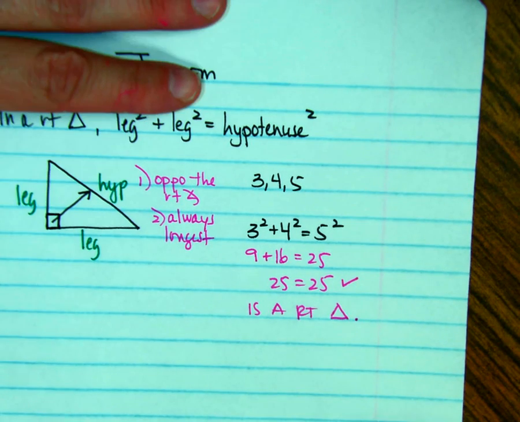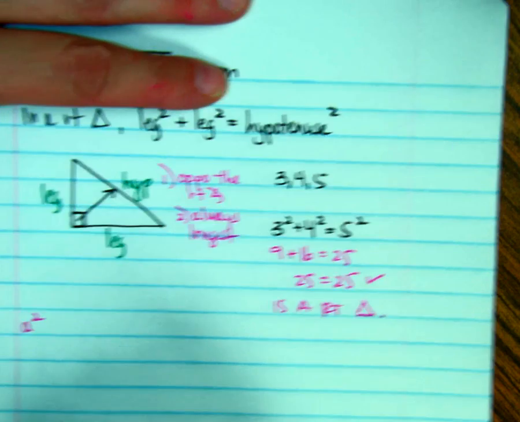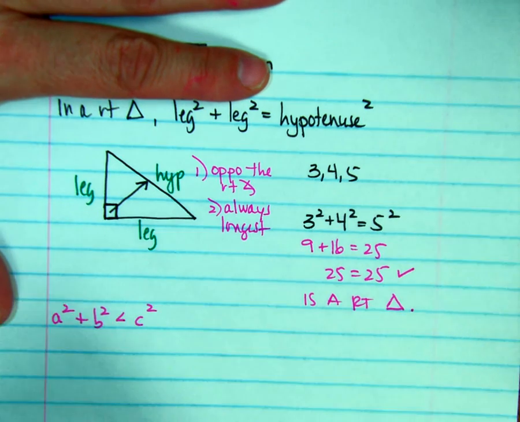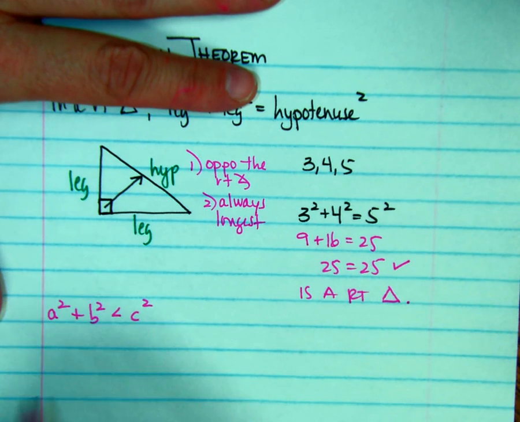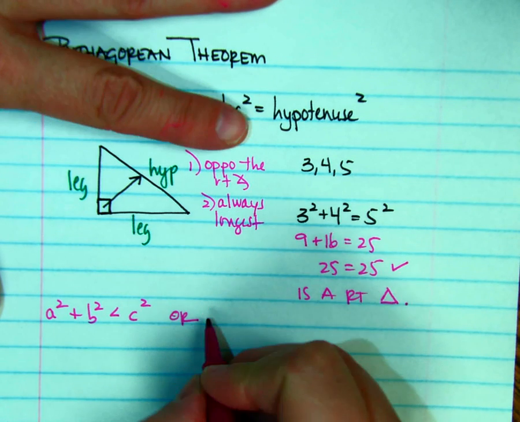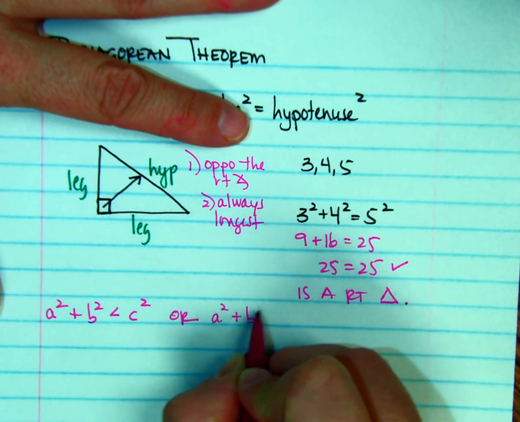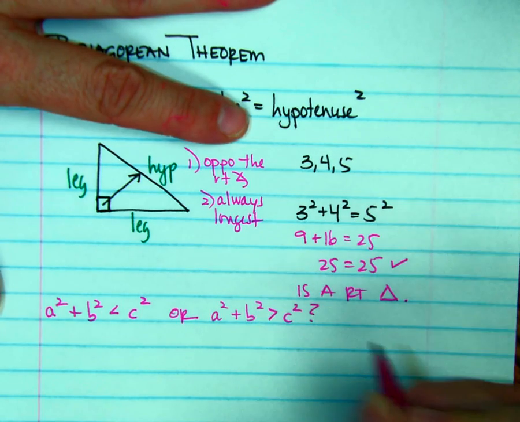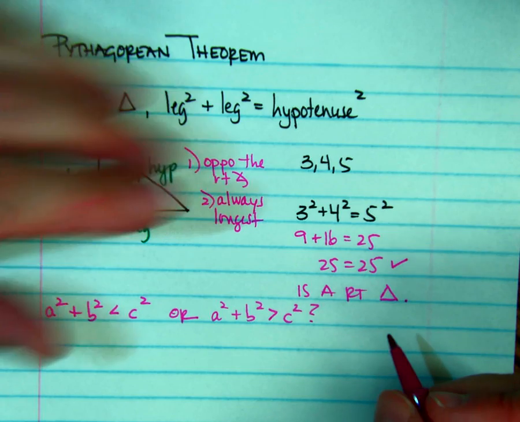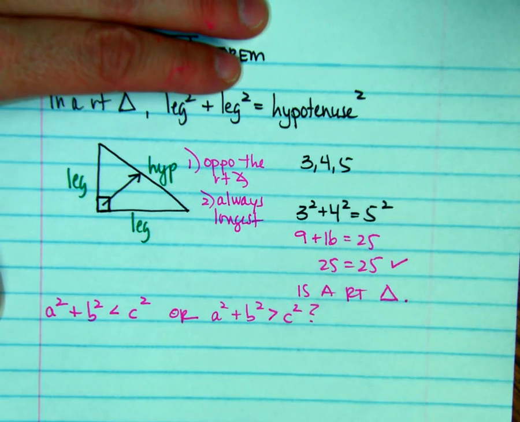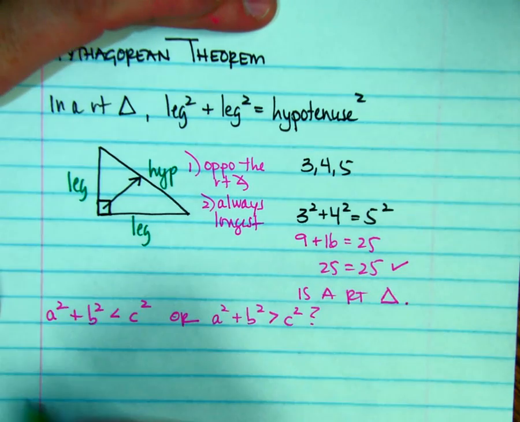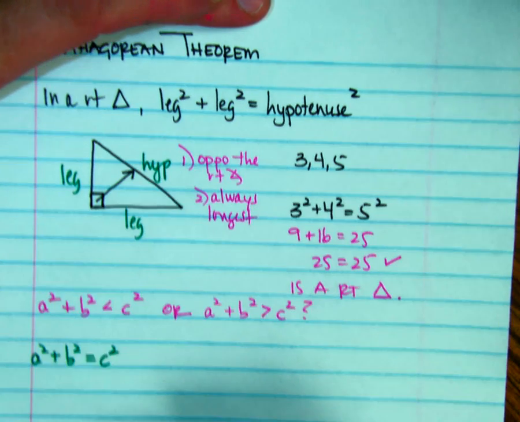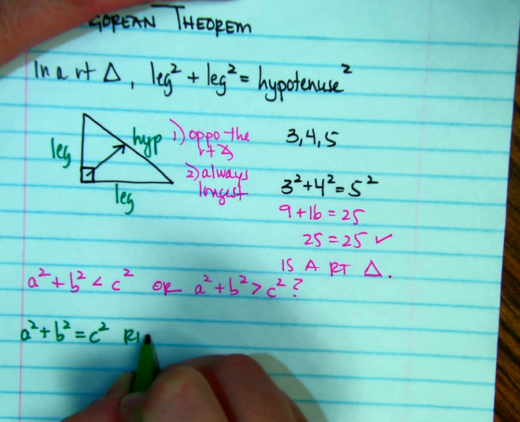Well, what happens if maybe a squared plus b squared is less than c squared? It's not equal to, but it's less than. Or if a squared plus b squared is greater than c squared. What happens then? We know that if a squared plus b squared does equal c squared, then it is a right triangle.